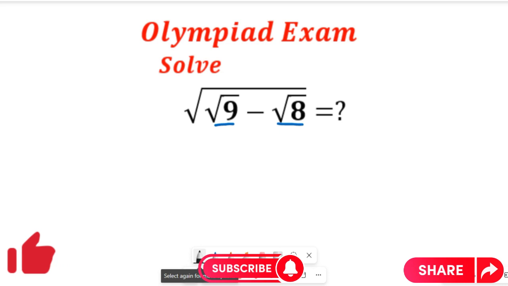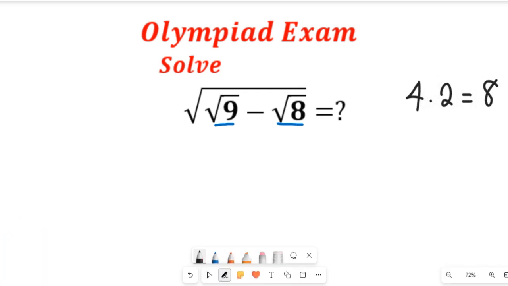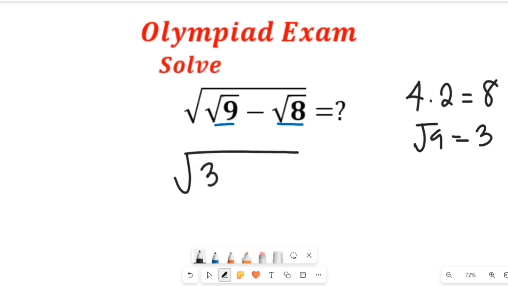Now let's solve this. If we want to solve this, you should know that 4 multiplied by 2 is equal to 8, right? And the square root of 9 is equal to 3, right? So if we simplify that, all this will be the square root of 3 minus the square root of 4 multiplied by 2.